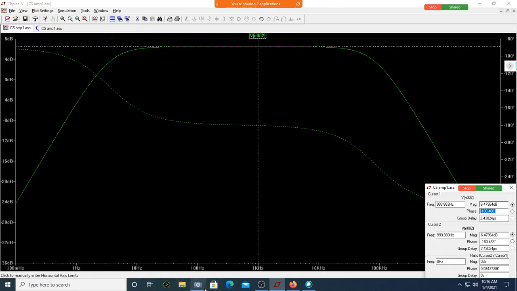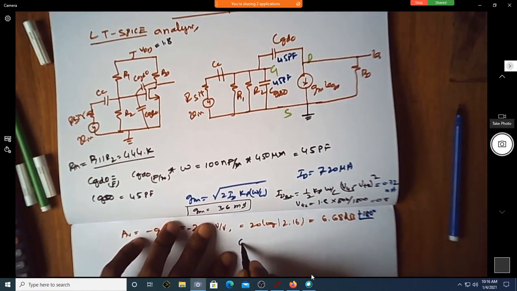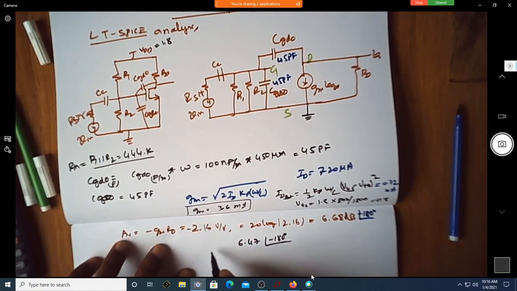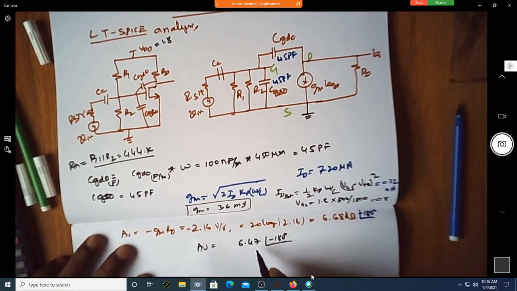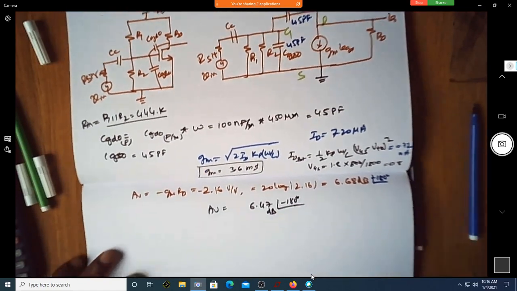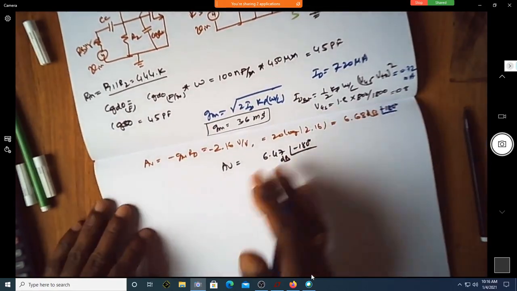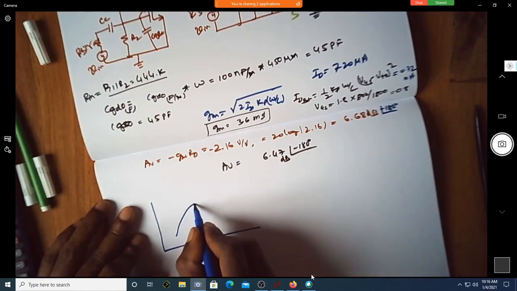So what I have is this now. What we are actually getting is 6.47 at an angle of minus 180 degree is the value of AV, both magnitude and the phase. This is in terms of dBs. Can we find out what is the frequency response? This is what we have.